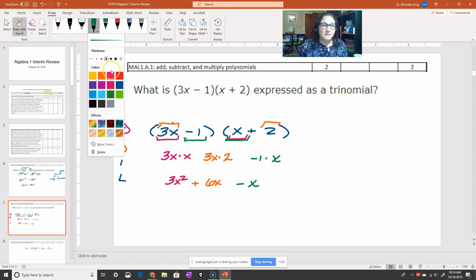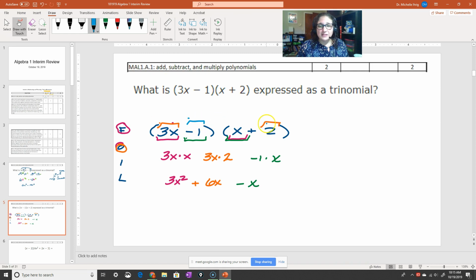And then finally, I've got my last, which is what comes last in the binomials, which is -1 times 2, which, a negative times a positive is negative. So this is what it would be kind of expanded out, but now I need to simplify. I need to do something called combine like terms.